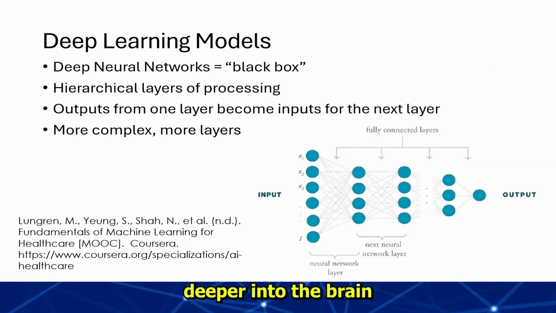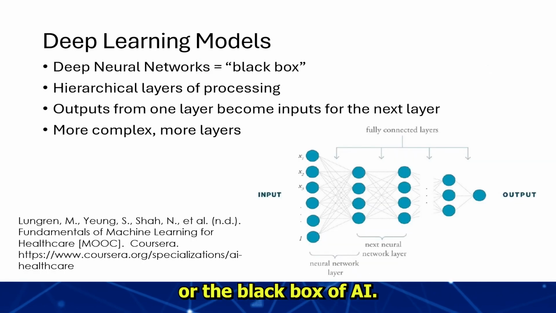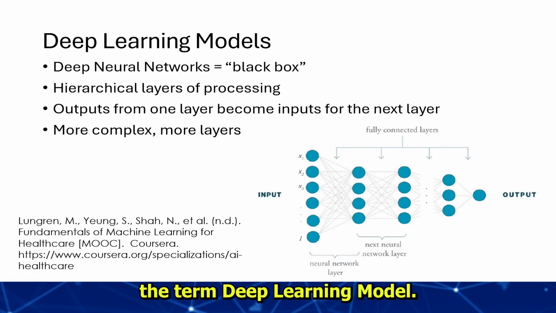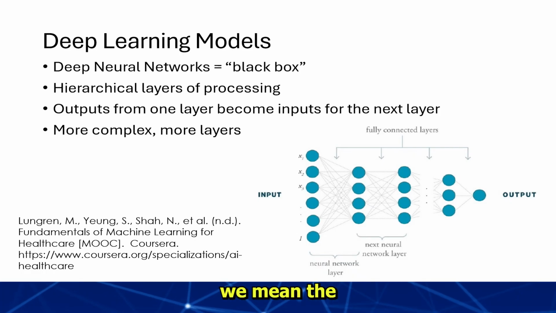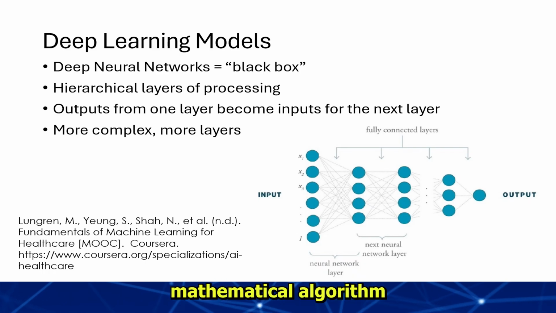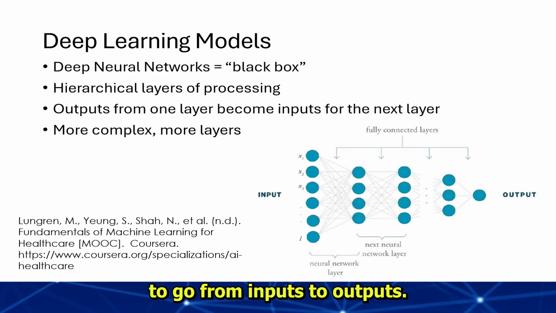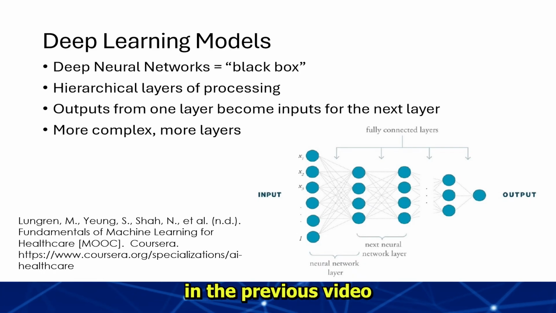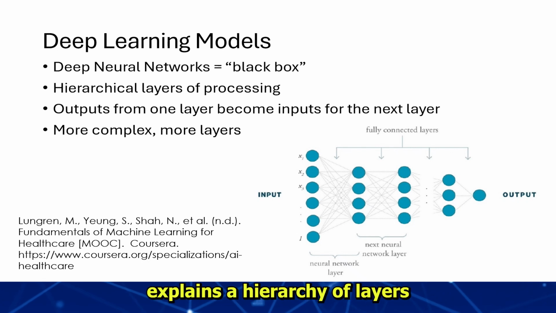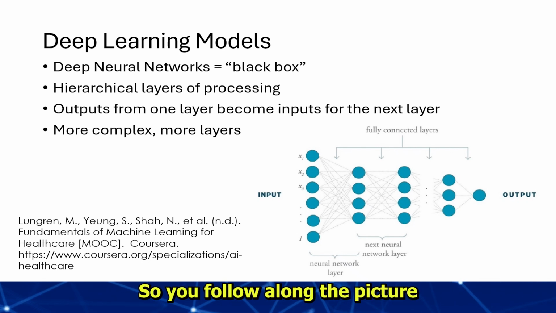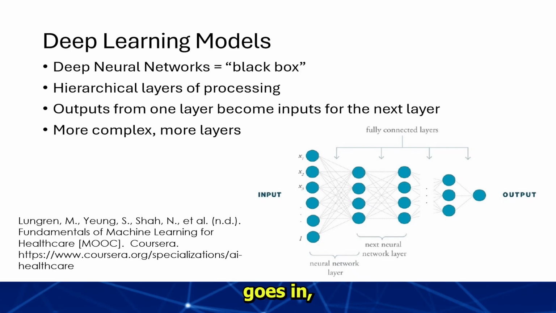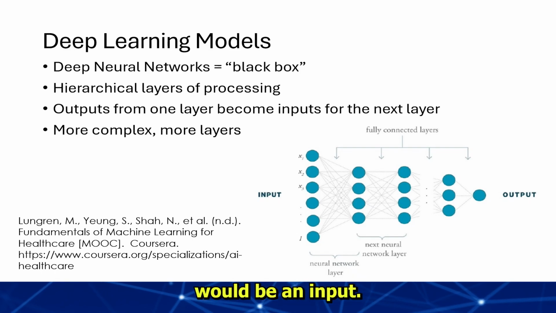Let's dive deeper into the brain or the black box of AI. I want to introduce the term deep learning models. When we say models, in this context of technology, we mean the mathematical algorithm to go from input to outputs. This black box I referred to in the previous video explains a hierarchy of layers of processing. If you follow along the picture, on the left-hand side, the input goes in. Each of those dots would be an input.